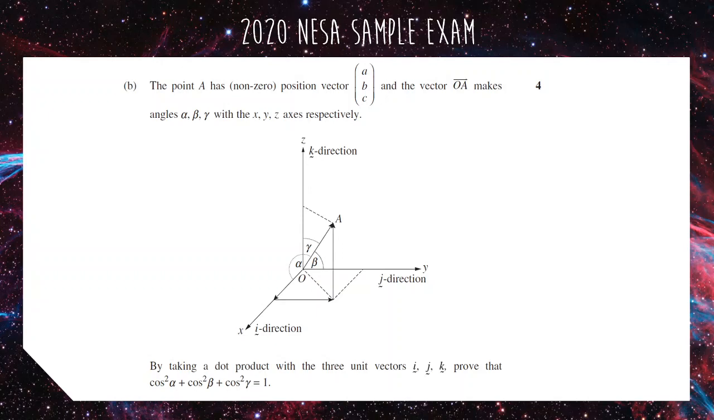So we have the point A has a position vector of A, B, C. So that's our 3 components. The vector OA makes angles of alpha, beta, and gamma with the x, y, z axes respectively, as shown in the picture, if you can see it. Angle between 3 axes. Okay. Now they give you a big hint here. By taking a dot product with the three unit vectors i, j, and k, prove this equation, that cos squared of all the angles summed together is equal to 1.